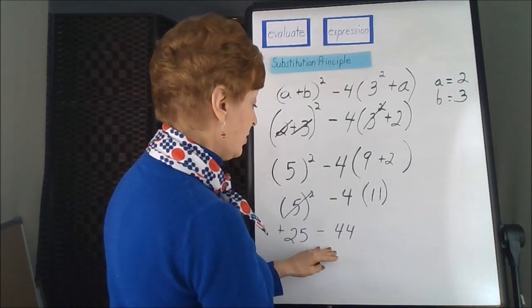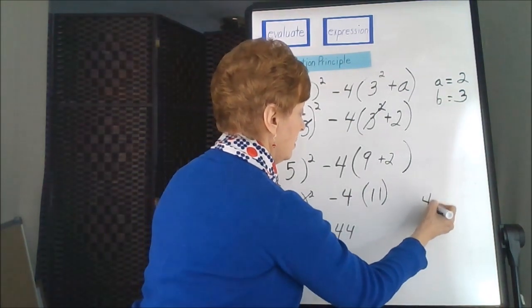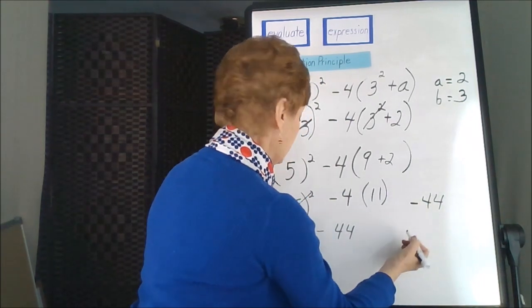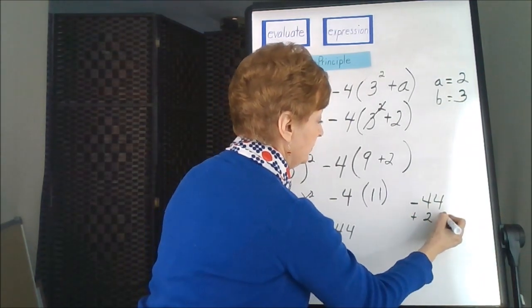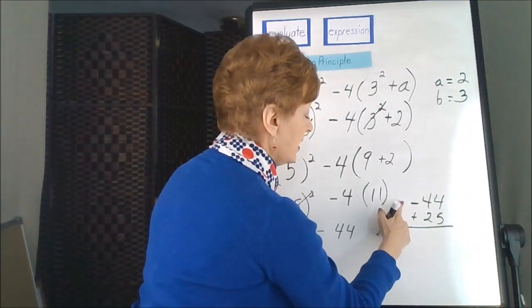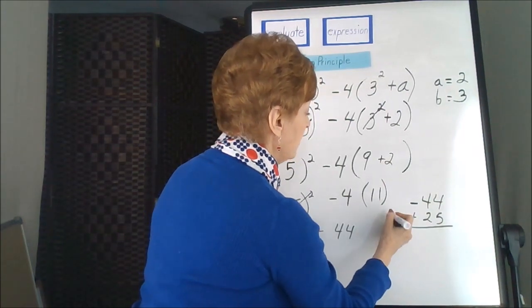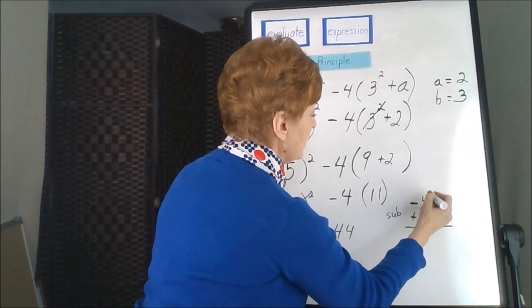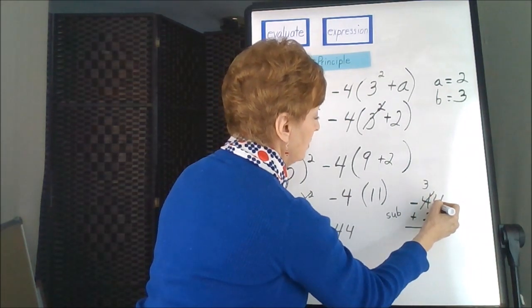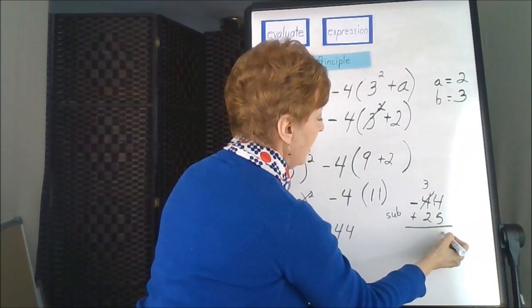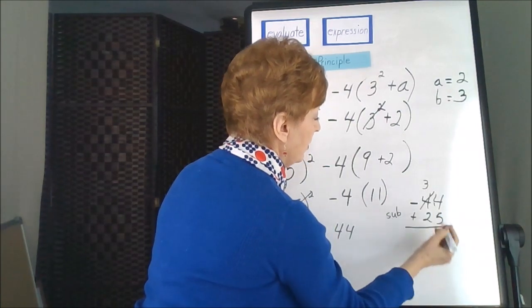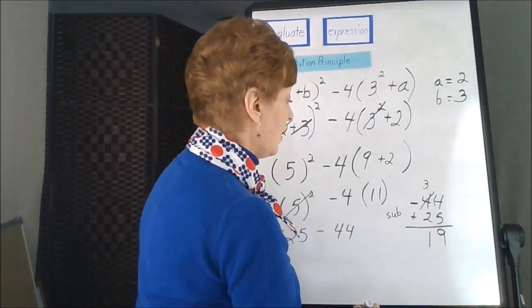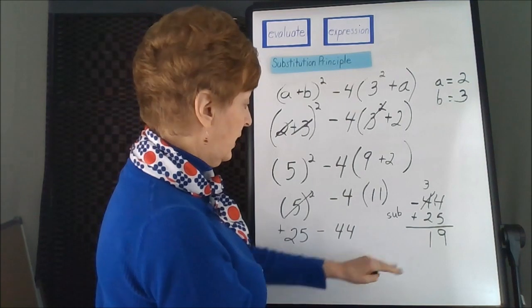It might be easier to stack these, but we keep the sign with them when we do. So the signs are different. That means we're going to subtract the numbers. So let's regroup. 14 take away 5 is 9. 3 take away 2 is 1. So our numeral answer is 19.